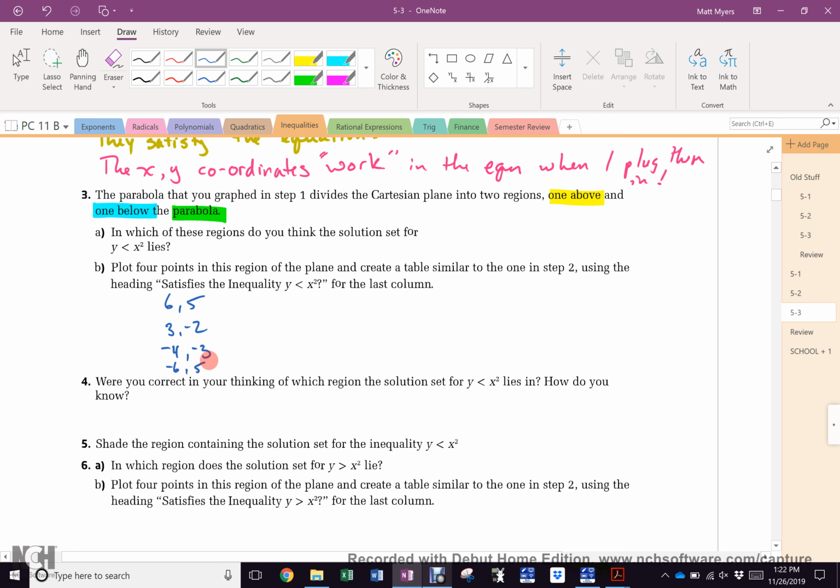All right, so let's check. Y is less than x squared, so 5 is less than 36. Is that okay? All right. -2 is less than 9. Is that okay?